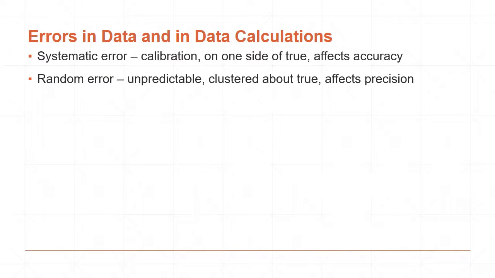Then there's random error, which is always going to be present. It's unpredictable in the sense that it could be perhaps a little bit larger than the true answer or a little bit smaller. But the nice thing about it is that because it will be clustered around the true value, if you average enough data points, you should be able to eliminate most of your random error. So random error really only affects precision or repeatability and really shouldn't affect the accuracy of your data.